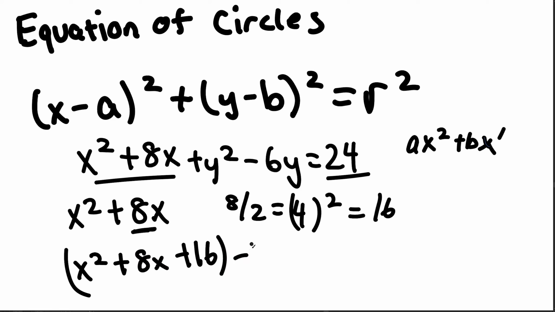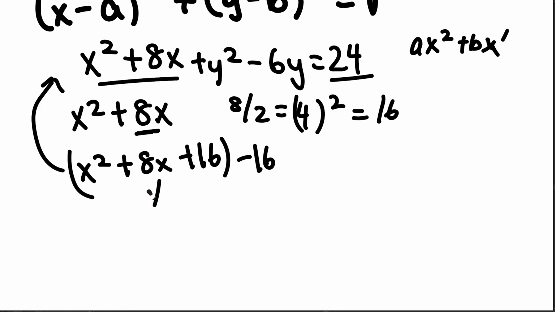And we also need to subtract 16, because in the original equation, there is no 16. So we need to cancel that out somehow. And we can also simplify this into (x plus 4) squared. And if you think about it, if you distribute this out, then you would get the same thing. And then we get minus 16 on one side. So that's just for the x values.